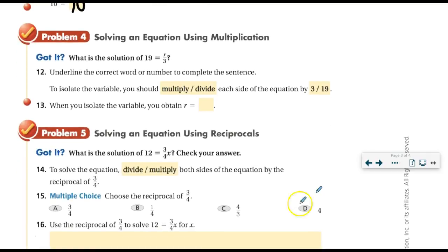Solving the equation using multiplication. Alright, so there's a couple different ways to look at this. What is the solution of 19 equals r over 3? So r over 3 is a division problem. You'll also notice that the variable's on the right side of the equal sign, which, if I wanted to, I could rewrite it. I know some of us, like me, are OCD.